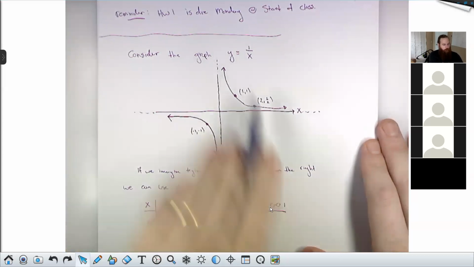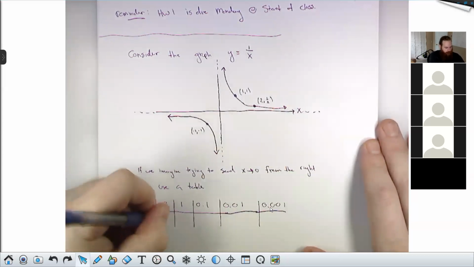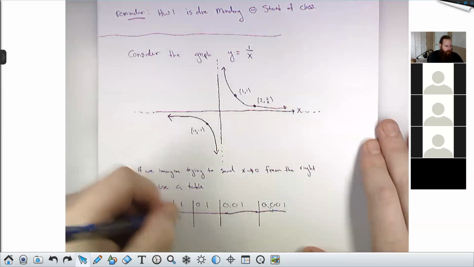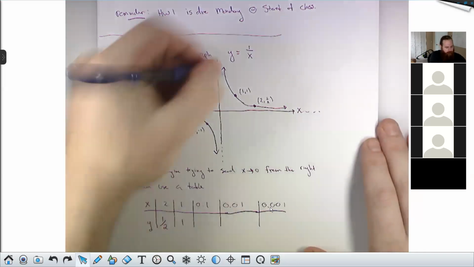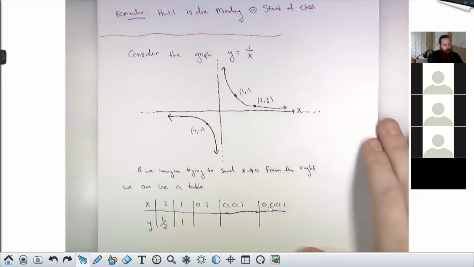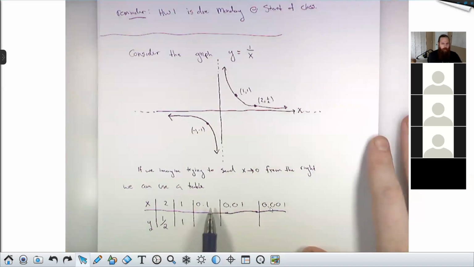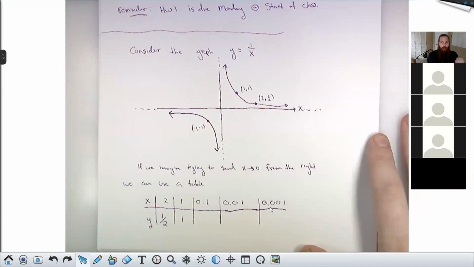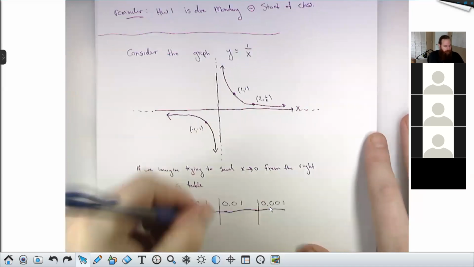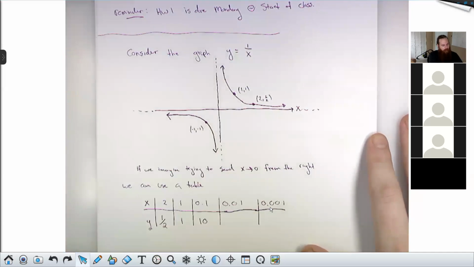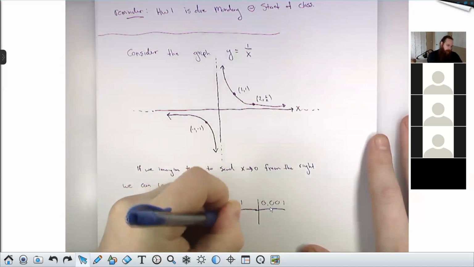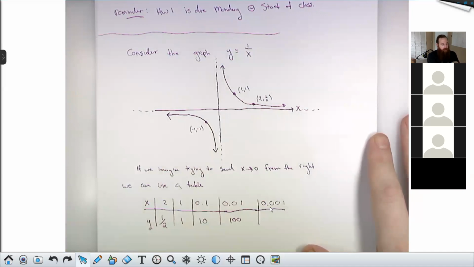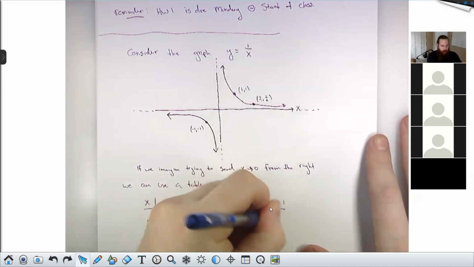If x is 2, then 1 over x, y is 1/2, we know that. If x is 1, then 1 over x is just 1. But what happens as I start getting closer and closer to 0? Well, if x is 0.1, 0.1 is 1/10. So the reciprocal, 1 divided by 0.1, that's 10. If you plug in x equals 0.01, you'll get out 1 divided by 0.01, that's 100. And if you plug in 0.001 for x, you'll get out 1,000.